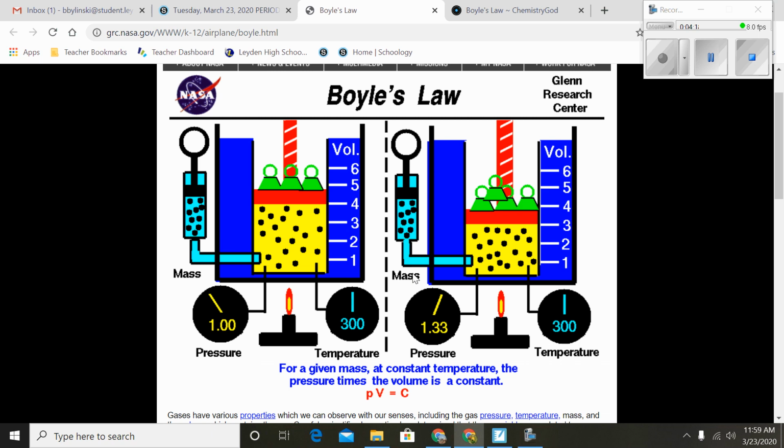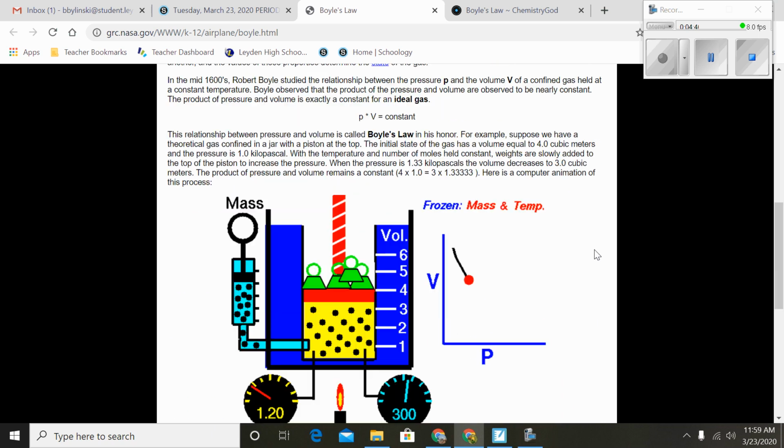Mass, that's the mole, right? Stays the same, does not change. Temperature does not change. So T and mole is not involved. Now pressure is going to be altered, and then this blue little section right here is going to measure volume. So what's going to happen if we mess with the volume or mess with the pressure? What's going to happen to the gas?